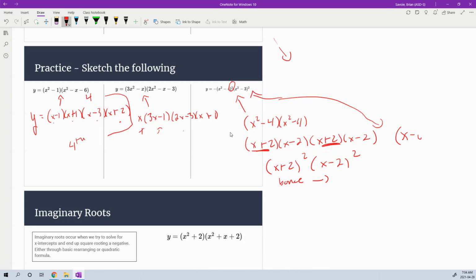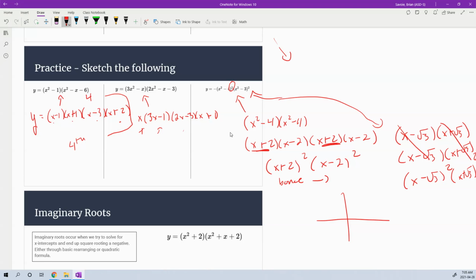And I can say x minus the square root of 3, x plus the square root of 3. And again, I'd have 2 of them because it's x squared minus 3 squared. So again, I would have 2 x minus root 3, x plus root 3. Then I would say, oh, I can write this as x minus root 3 squared, and then x plus root 3 squared. So all my x-intercepts here actually bounce.